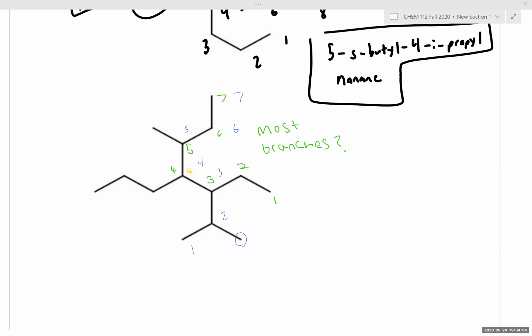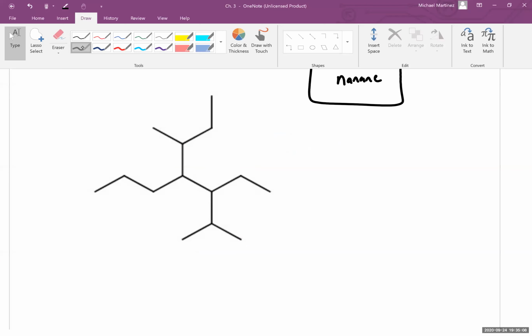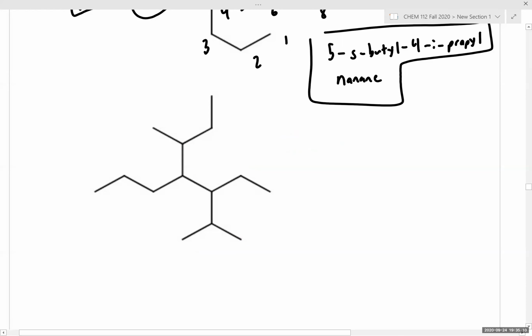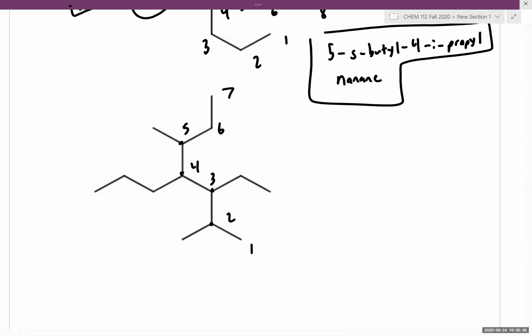And then we can double check, and we can go through this together as a class. So let's clear these annotations and then let's discuss. First we need to identify the longest chain with the greatest number of branching. So 1, 2, 3, 4, 5, 6, 7. It's perfect. Notice how we have 1, 2, 3, 4 branching points, and this is the longest chain.